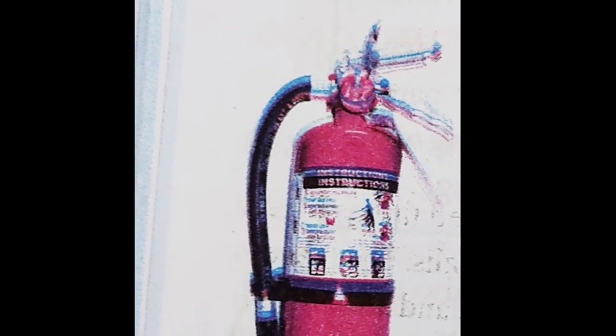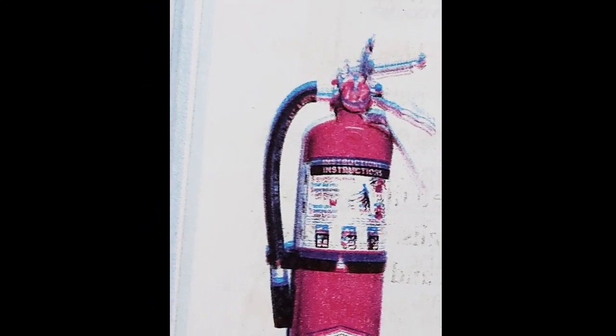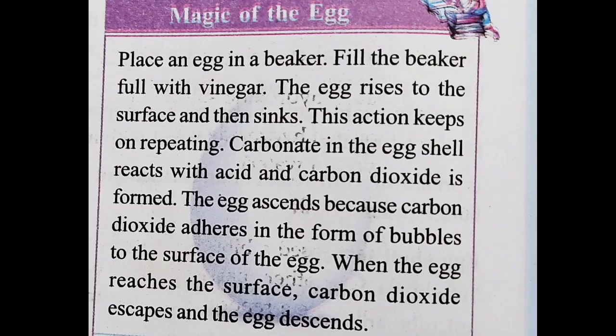As these materials are easily available, you can do the experiment at your home. Try it. Also, you can do another interesting experiment. Place an egg in a beaker. Fill the beaker full with vinegar. The egg rises to the surface and then sinks. This action keeps on repeating. Carbonate in the eggshell reacts with the acid and carbon dioxide is formed. The egg ascends because carbon dioxide adheres in the form of bubbles to the surface of the egg. When the egg reaches the surface, carbon dioxide escapes and the egg descends.